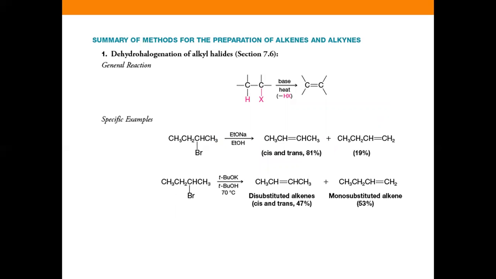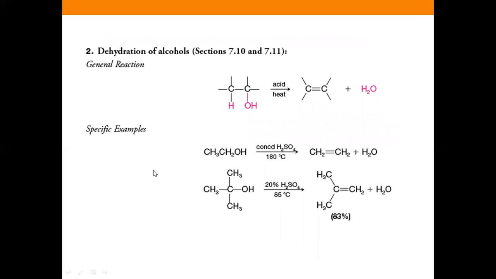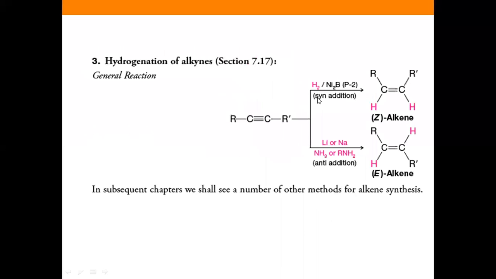In summary, there is this summary of methods for the preparation of alkenes and alkynes. Number 1 is the dehydrohalogenation reaction. You have your HX, your halogen. You eliminate this one to produce your alkene. Now, these are the examples. Second is your alcohol. You eliminate the HOH to produce your alkene. Okay. And then you have your alkyne.